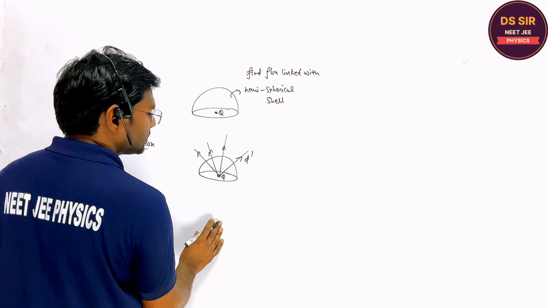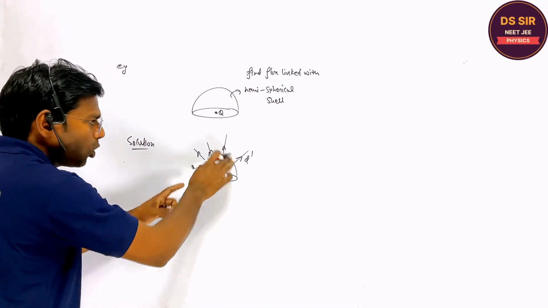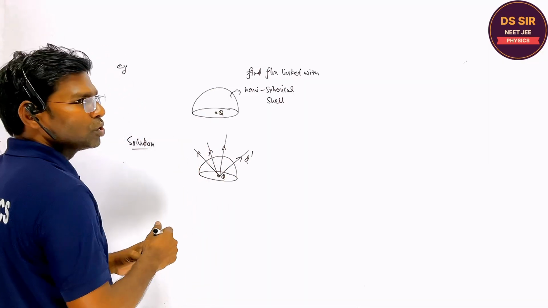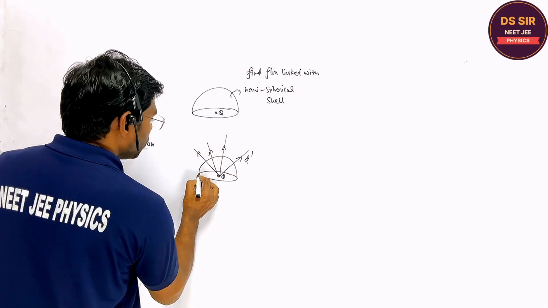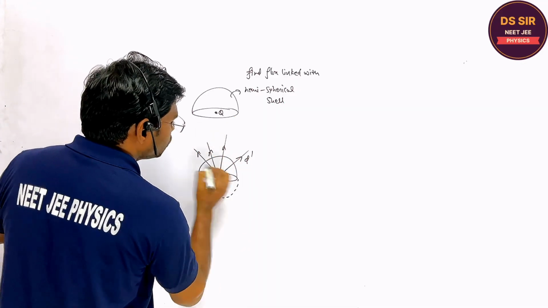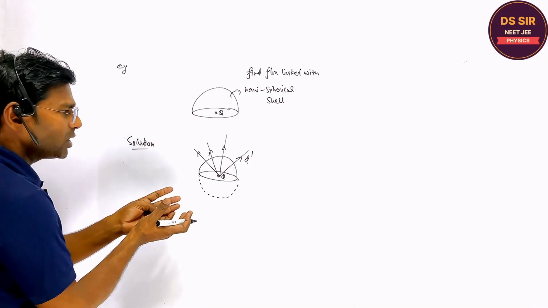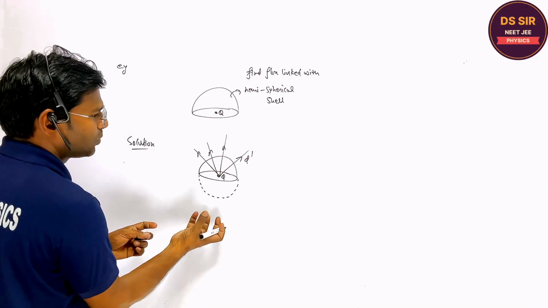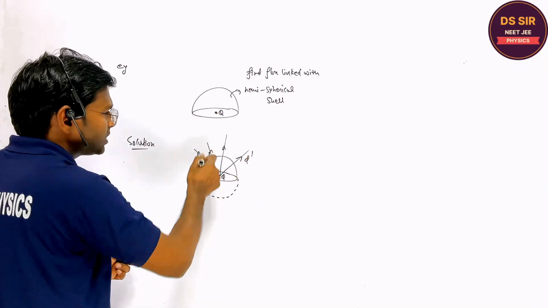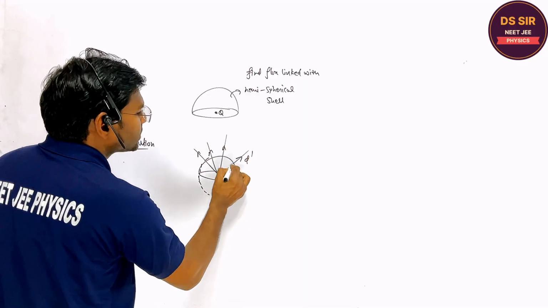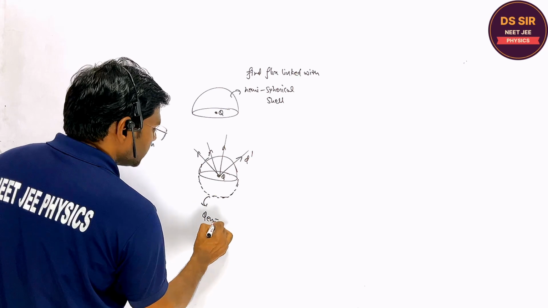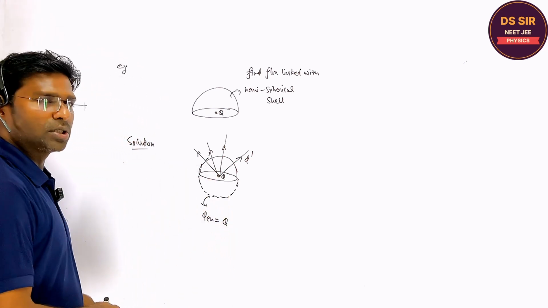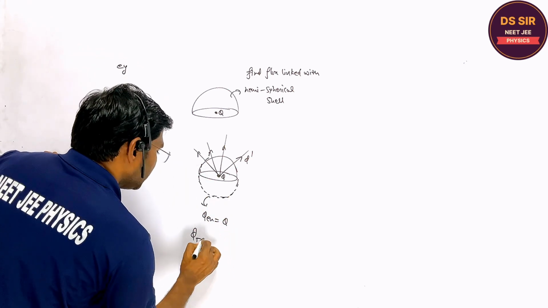But this is not a closed face. The charge q is not enclosed by this face. So to enclose it, you must consider one more hemispherical shell just below this. Now this becomes a closed surface. Is it clear or not? So what is the charge enclosed by this surface? The capital Q is totally enclosed, and you will apply Gauss's law.